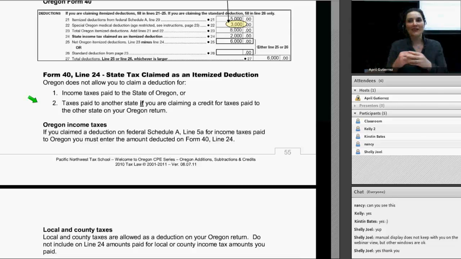I had a client who was a resident of New York. And while the client was a resident of New York, he worked in Massachusetts. So he was working at a temporary job site in Massachusetts as a resident of New York. So New York and Massachusetts are taxing the same income. And then that person moved to Oregon.